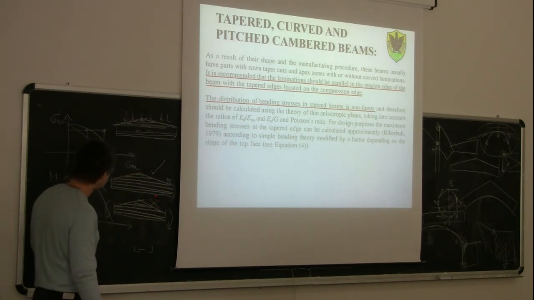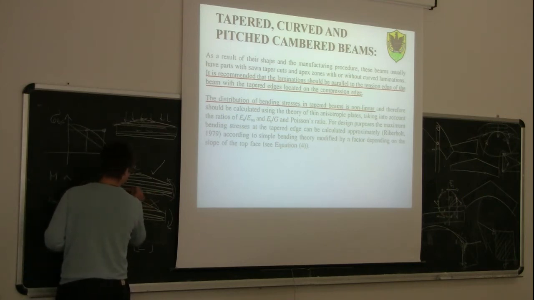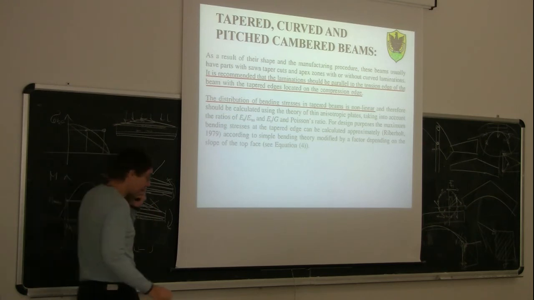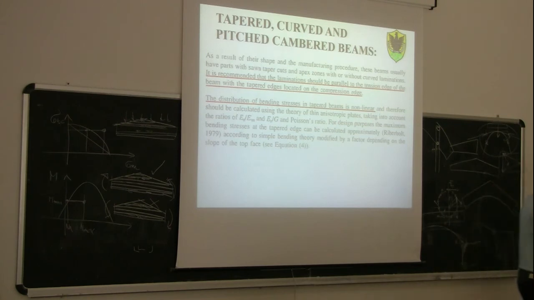So in other words, the lamination should be parallel to the tension edge of the beam. Positive bending moment means tension below and compression above. Negative means compression below and tension above. So the tensile side should never be the taper part, the one where the laminations are cut across.